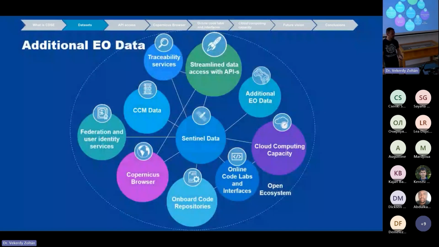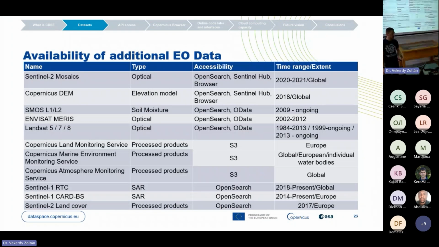And the additional Earth observation data sets, this is mainly the Copernicus digital elevation model, which is available for 30-meter resolution globally. This is the tandem XTEM, so created from a 2-satellite radar sensing configuration. But we also have ESMOS soil moisture, old MERIS data. Landsat is available in a specific way. Different Sentinel-1 products. So these are the additional data sets.